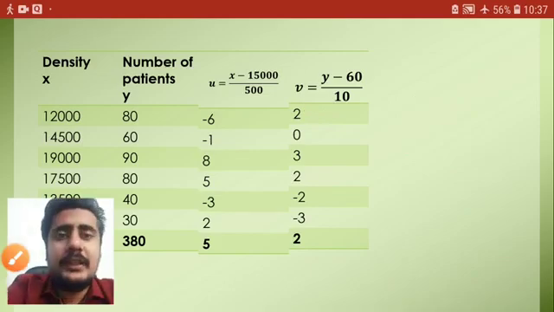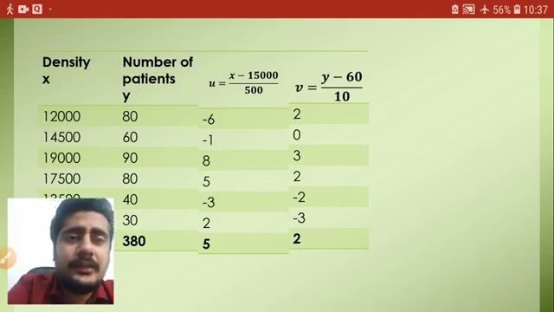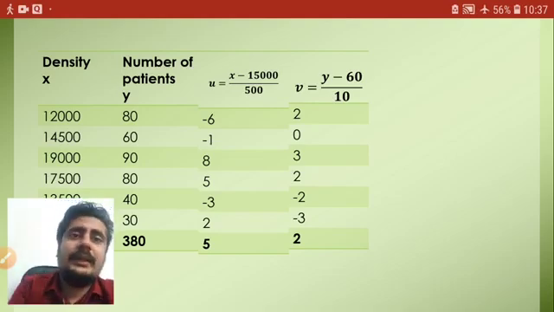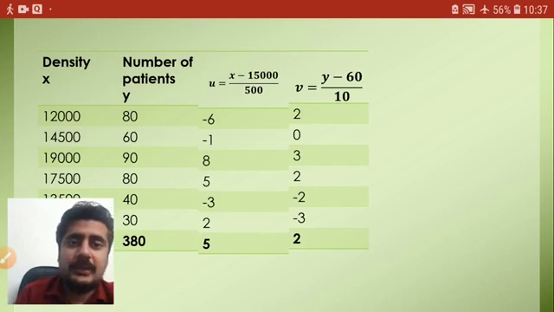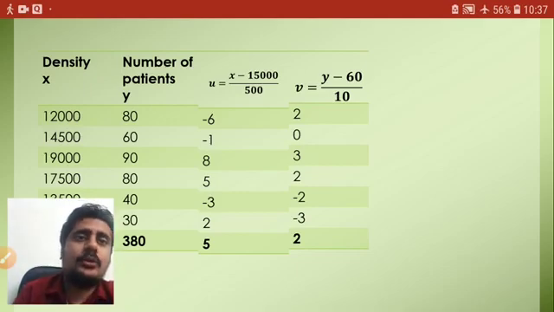After 80, y is 60. So 60 minus 60 is 0. 0 upon 10 is 0. Then y is 90. 90 minus 60 is 30. 30 upon 10 is 3. Then 80. 80 minus 60 is 20. 20 upon 10 is 2. Then 40 minus 60 is minus 20. So minus 20 upon 10 is minus 2. Then 30 minus 60 is minus 30, upon 10 is minus 3. So if you do the total of this, that is 2 plus 3 plus 2, 7. 7 minus 5, 2. So the total of v is 2.